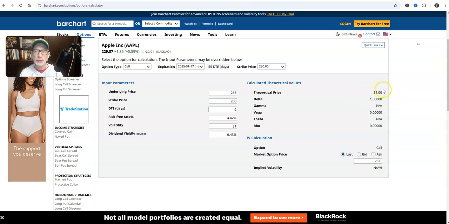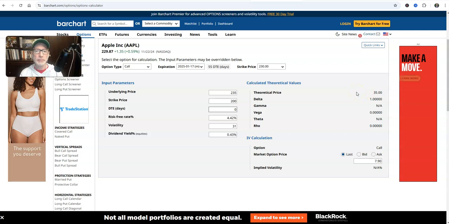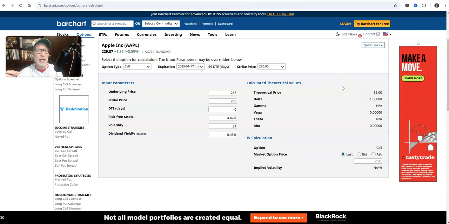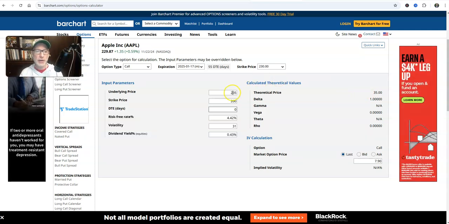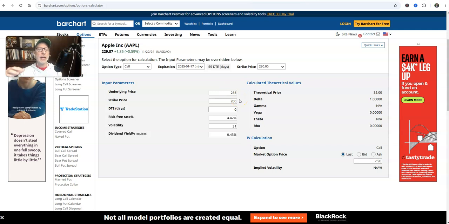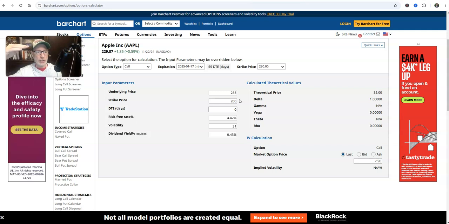You bought it for $32.50. It's worth $35. So you made $250 profit. Whereas if you bought the at the money option and it went up to 235, you would actually lose money. Okay. So there's the thing. The in the money option with the higher delta will hold its value pretty well as long as the stock moves up a decent amount.